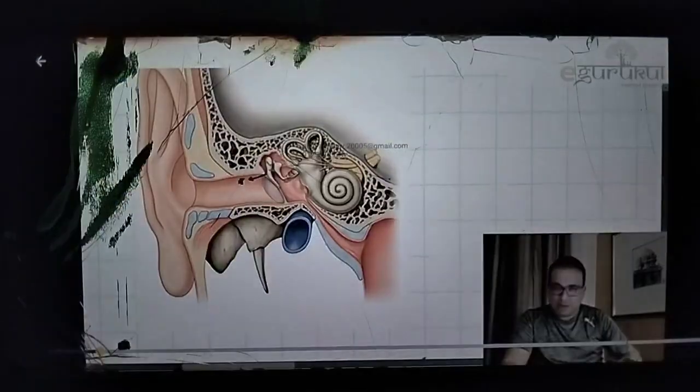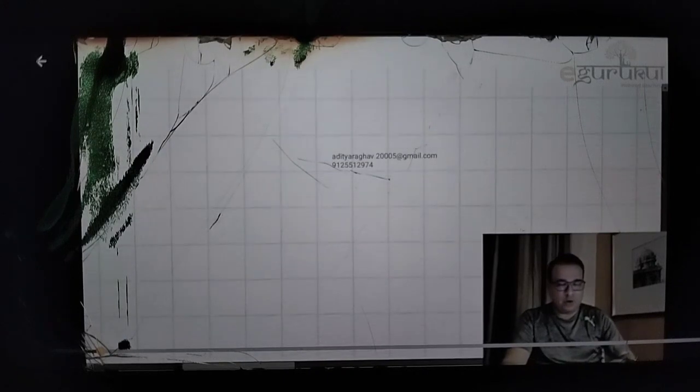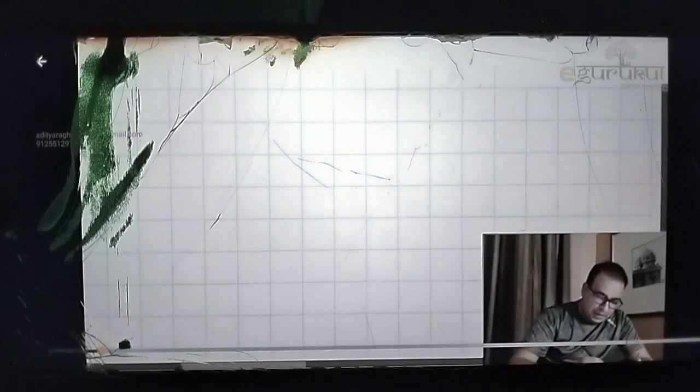Having said that, let's talk about the tympanic membrane in more detail. I said it's a short note question, so we've got to cover it in short, and we have to cover all parts in there. Tympanic membrane.